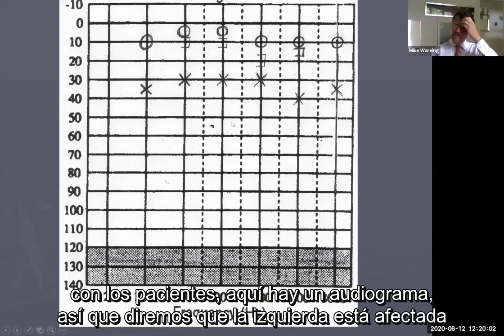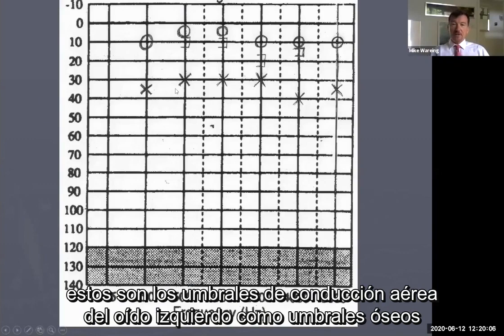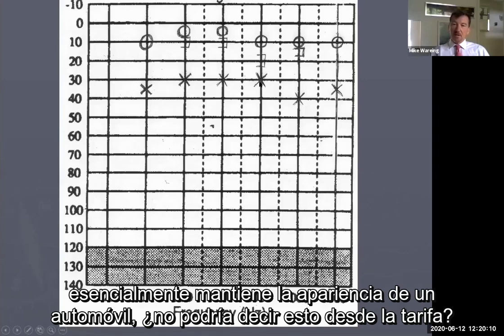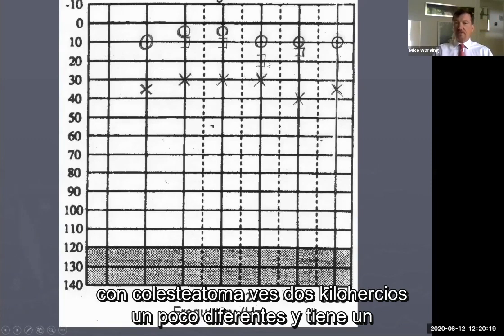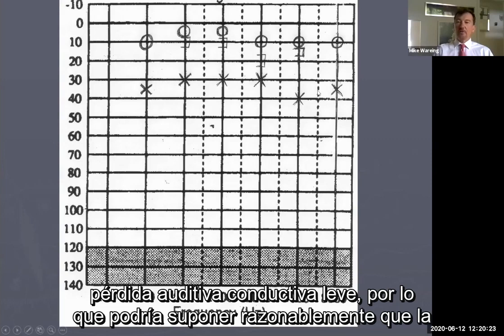So here's an audiogram. So we'll say the left ear is affected. So these are the left ear air conduction thresholds. There's the bone thresholds essentially maintained. Looks like a Carhart's notch. You could say this could even be compatible with otosclerosis, but often, even with cholesteatoma, you see a little bit of a dip at 2 kilohertz. And he's got a mild conductive hearing loss.